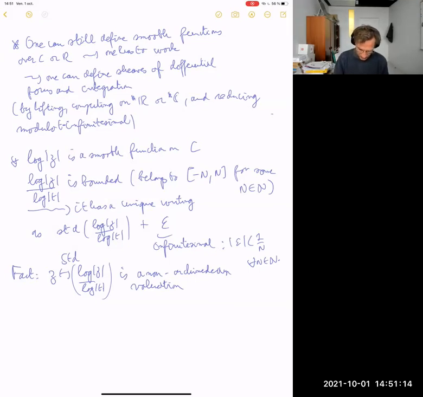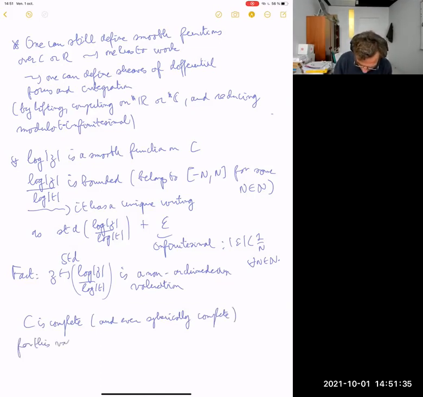So it's a non-Archimedean valuation, and C, in fact, is complete, and even spherically complete, for this valuation. And the value group is the whole R. The value group is R.